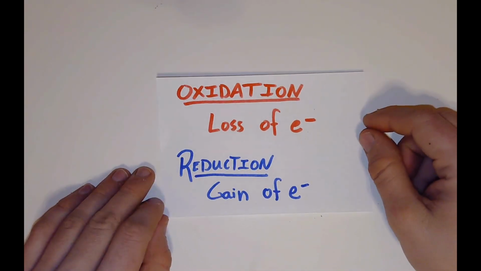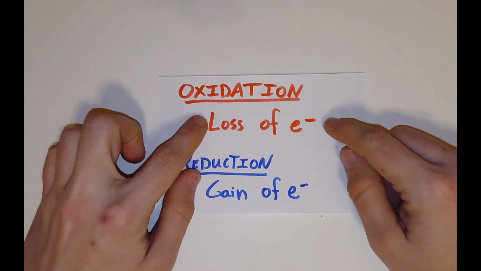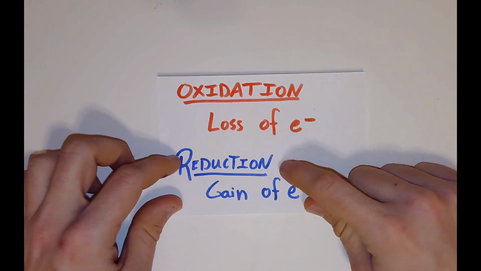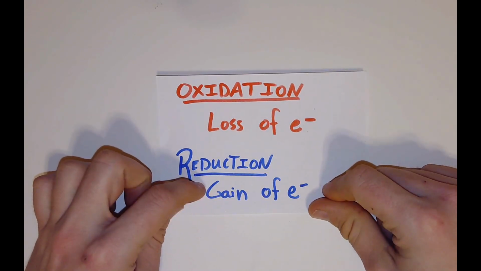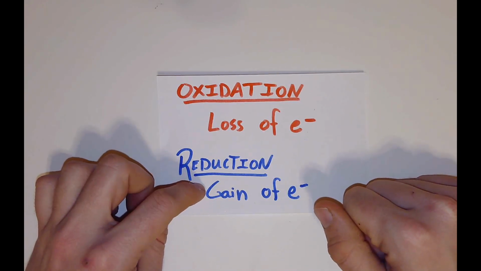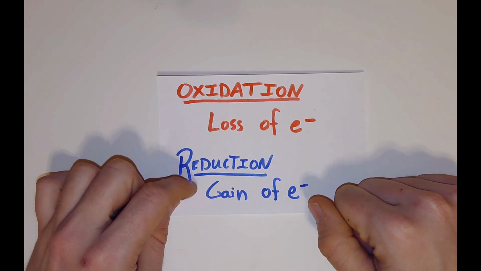Namely, that oxidation is the loss of an electron, right? When I oxidize, I lose electrons. And when I reduce, I gain them. Now, let's actually make sure you've got that. So a quick question should pop up.